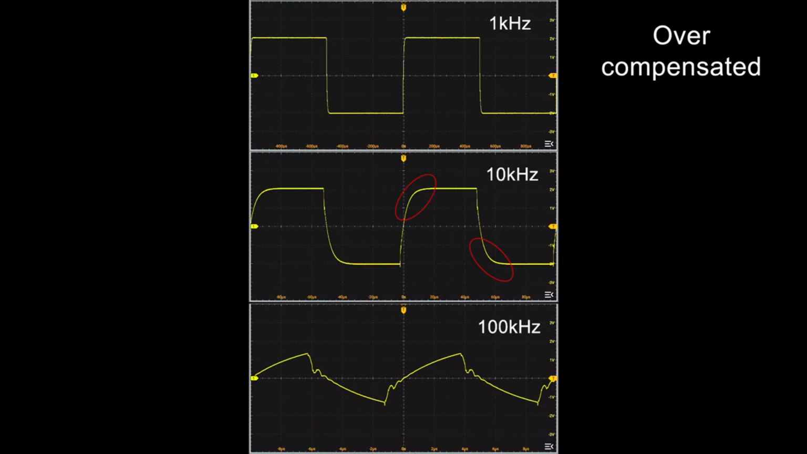When the amplifier's high-frequency response is overcompensated, so as to enhance the stability, the bandwidth of the amplifier is reduced. As a result, the 10 kHz square waveform has a severely rounded rising edge and falling edge. For the frequency 100 kHz, the waveform does not even look like a square wave anymore. Even though the amplifier is very stable, the bandwidth is unnecessarily reduced.